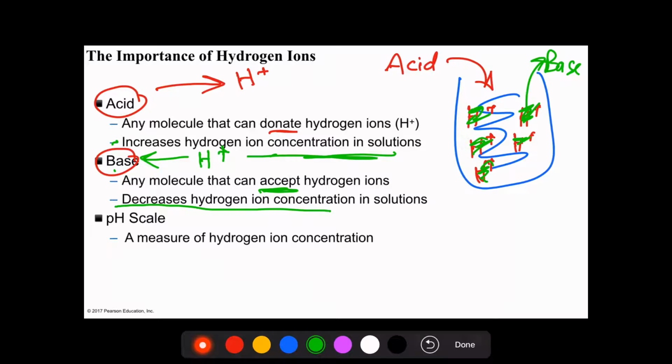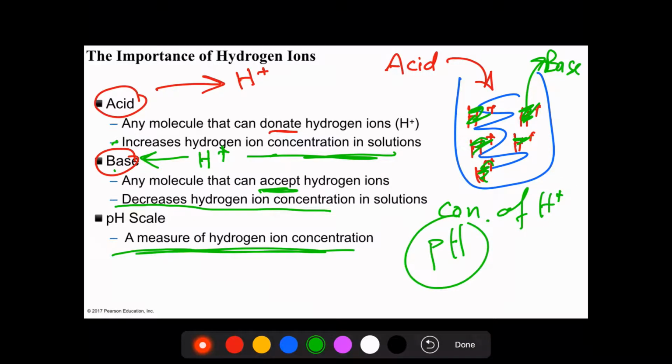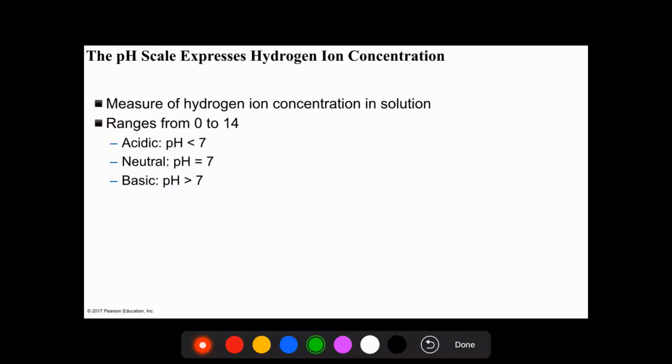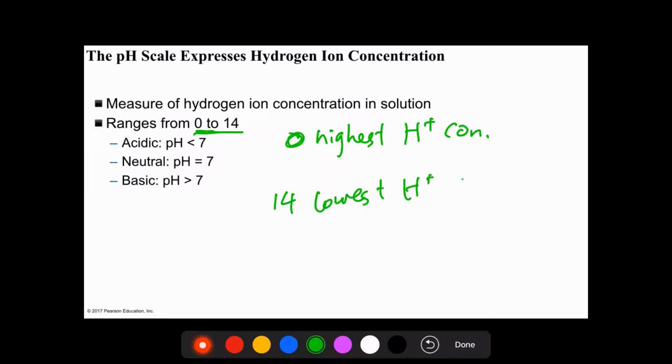And the scale to know the concentration of hydrogen ions is called the pH. The pH is a measure of hydrogen ion concentration in a solution. And scientists came up with a scale from 0 to 14. So 0 is the highest hydrogen ion concentration, and 14 is the lowest hydrogen ion concentration. I know it's a bit confusing because 14 should be the highest, but because of the equation of the pH, it has a negative value in it, so these numbers are inverted.